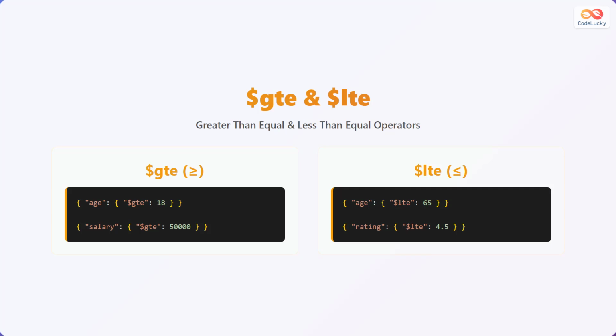The $lte operator selects the documents where the value of a field is less than or equal to a specified value. For instance, this code will select all the records of people whose age is less than or equal to 65. It can also be used to find records where the rating is less than or equal to 4.5.